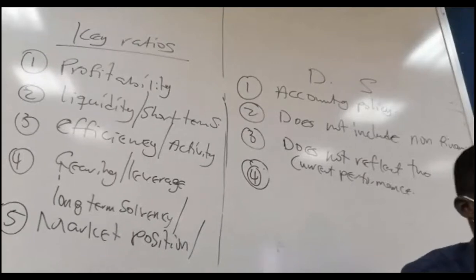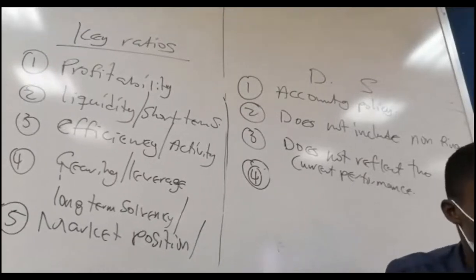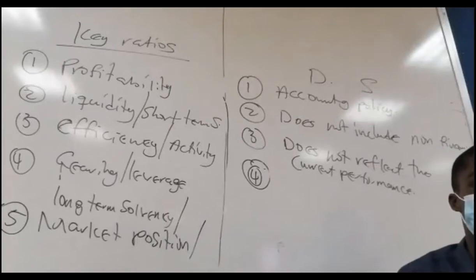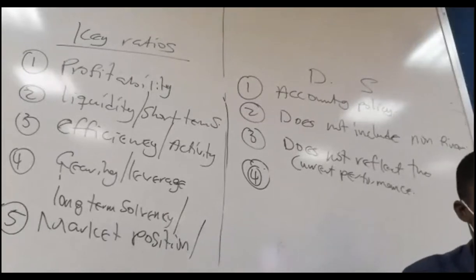Now, if they don't tell you which one to use, and there's a question that says, analyze the performance of the company, what are you going to use? Common size, trend, or ratio? It must be ratios. They don't tell you. For common size and trend analysis, let them inform you before you use them.